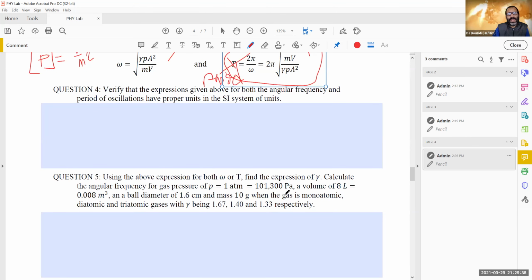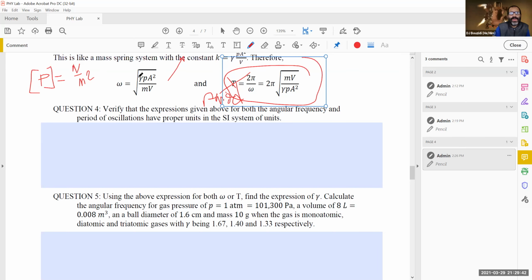Question 6, using the above expression for omega or T, find the expression of omega. So you just basically square this expression. It's going to be omega squared times mV divided by gamma, divided by P times A squared. That should be gamma. So we want to solve this one for gamma.